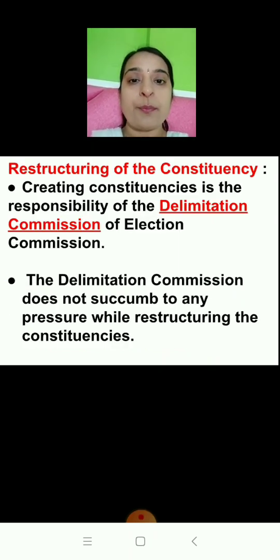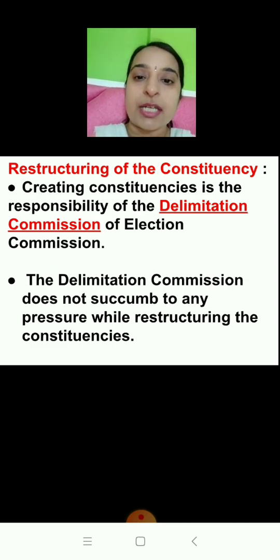Just have a look. Creating constituencies is the responsibility of the Delimitation Commission of the Election Commission. There is a commission which is called the Delimitation Commission. It is also called the Boundary Commission. So creating constituencies is done by the Delimitation Commission of the Election Commission.